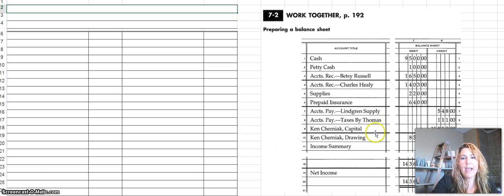Over here we have our balance sheet information from our worksheet, and we're going to be filling out our balance sheet. This is on page 147 in your workbook and page 192 in your textbook. So this is our heading, just like we did on our income statement. On the top line, list the name of our company. And this is going to be Ken's Carpet Cleaning.